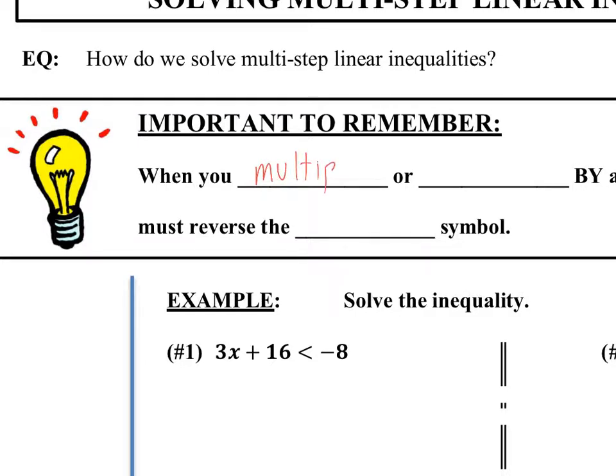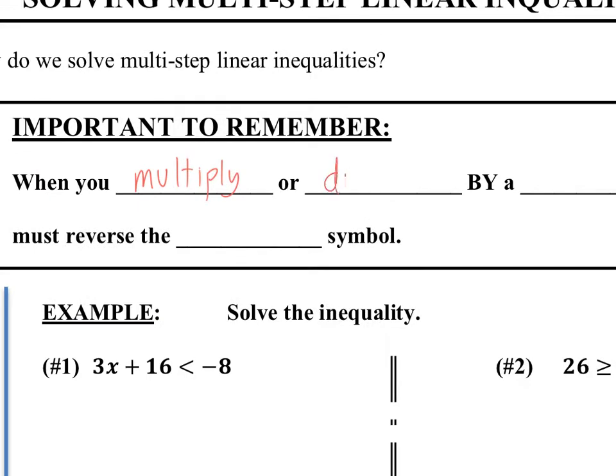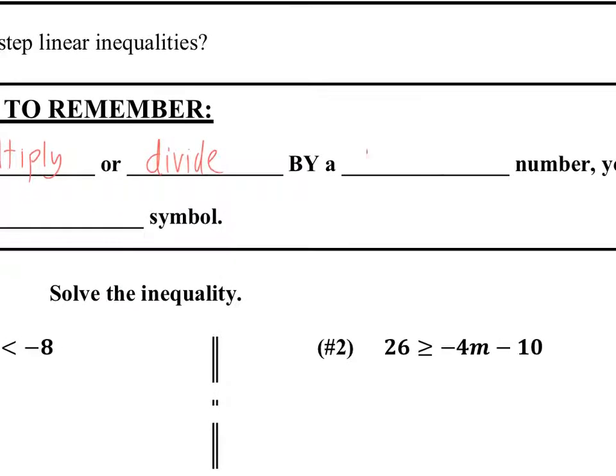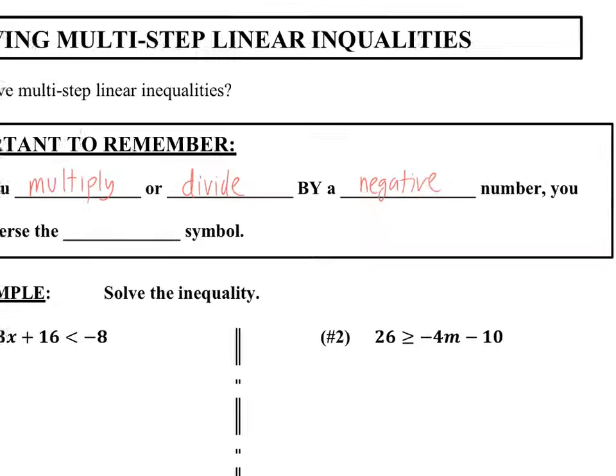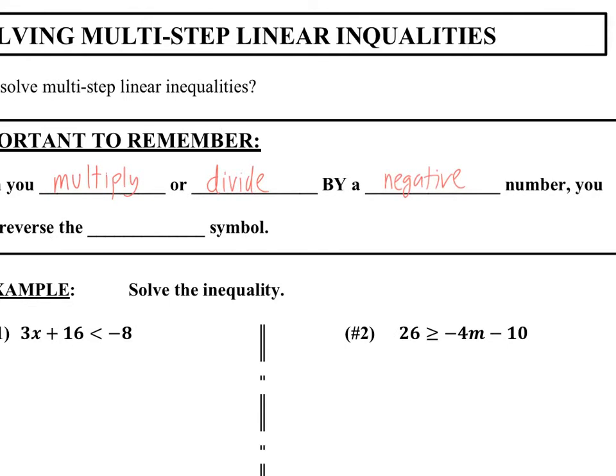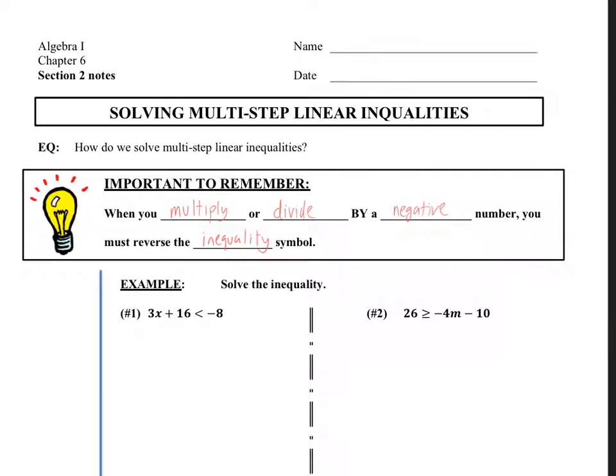When you multiply or divide by a negative number, you must reverse the inequality symbol. Oops, I spelled that wrong. You must reverse the inequality symbol, okay? So basically you flip the sign.